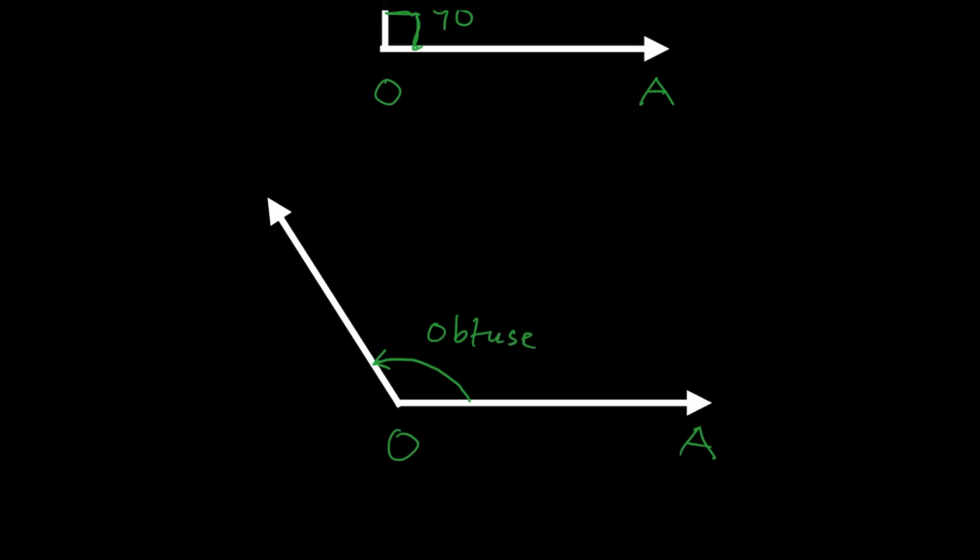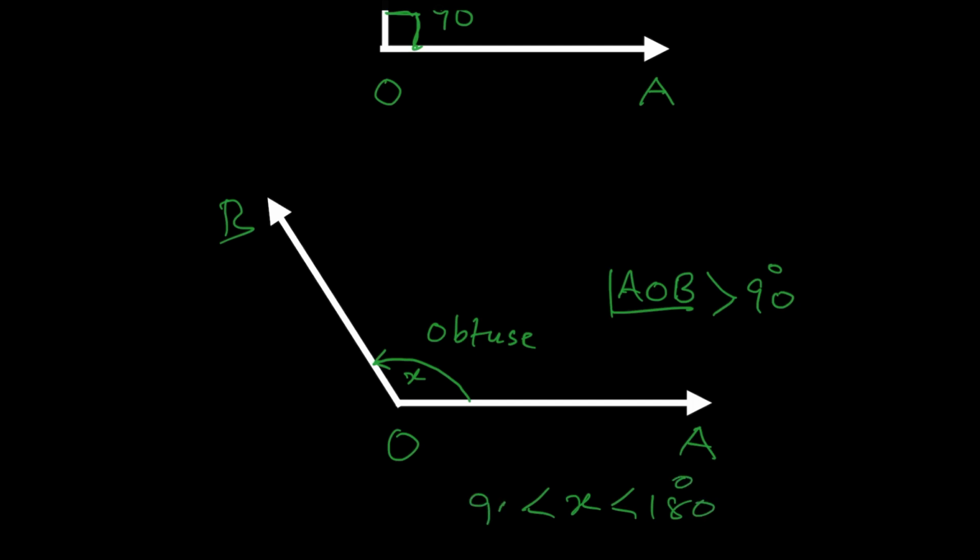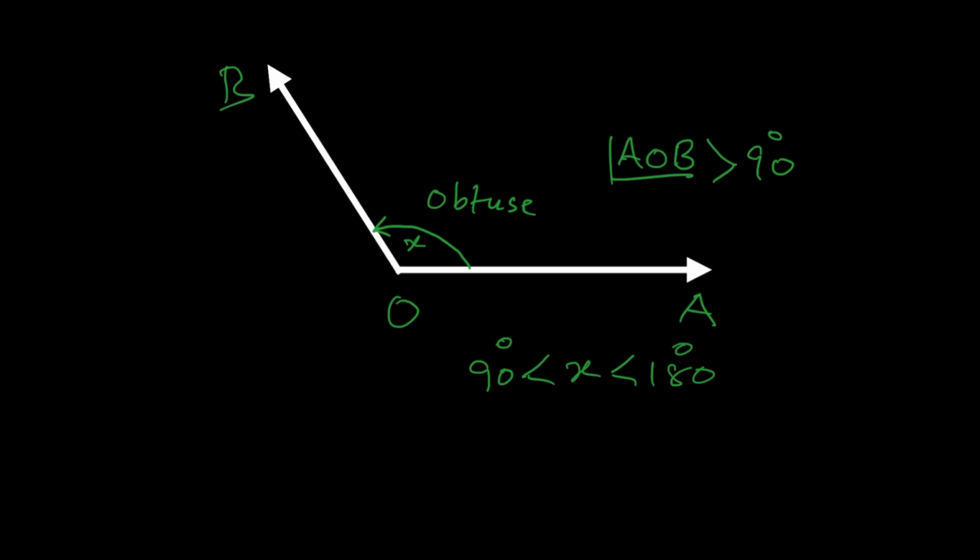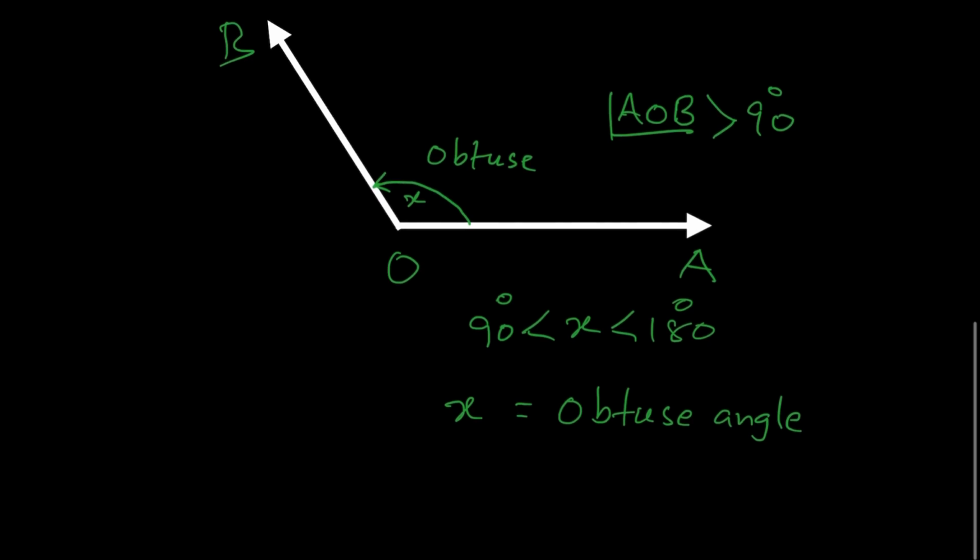If the angle is, let this be AOB, if angle AOB is greater than 90 degrees but less than 180 degrees, or we can call it X, if angle X is lying between 90 degrees and 180 degrees, then X is called an obtuse angle. See, more than 90 means obtuse.